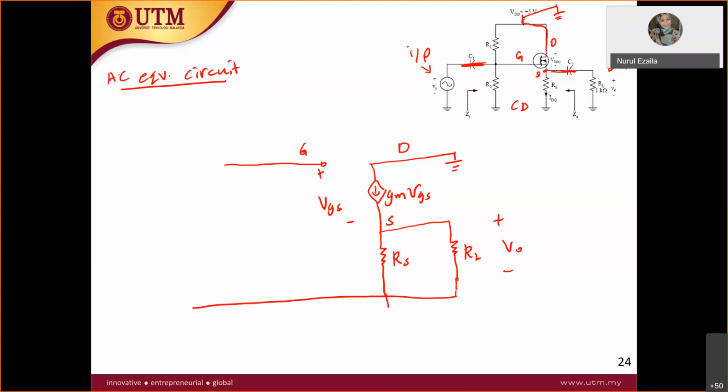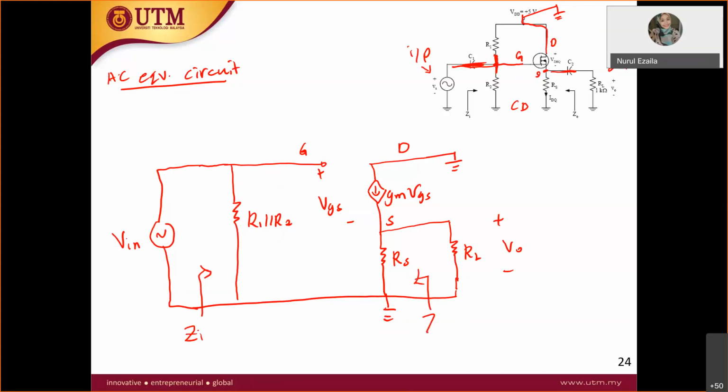At the gate you have R1 parallel with R2, because R1 goes to the ground and R2 also goes to the ground. Therefore, you have R1 parallel with R2. You have a short to the V in, so you have a short circuit to the V in. All right. So here put your Z in, and this is your Z out.